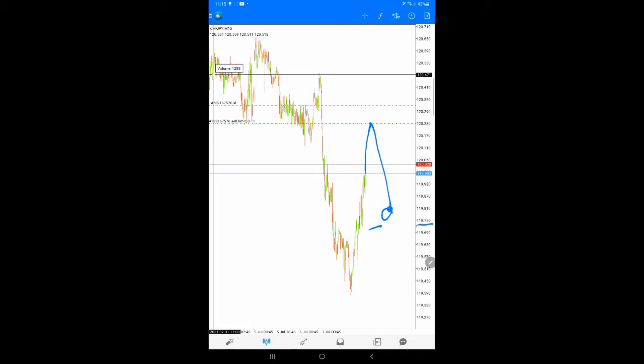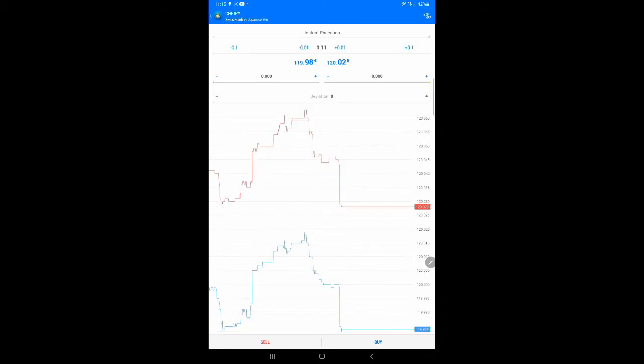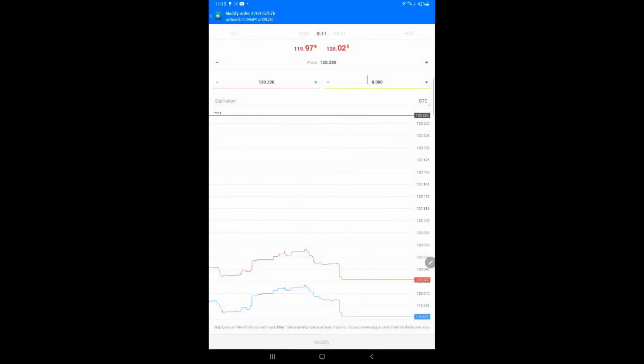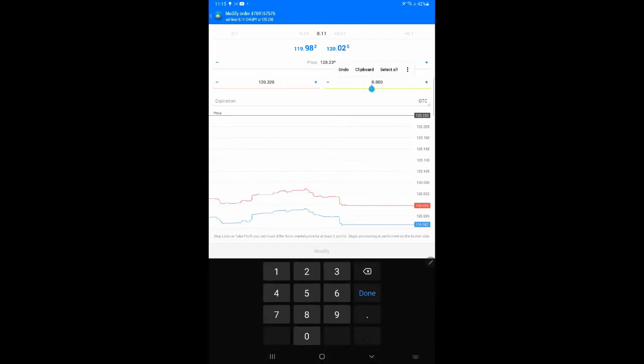So I'll choose this price for take profit, 119.750. Let's go and take that trade. Okay, sorry, it's not a new trade. I have to go and modify. So it's a sell limit. I'll hold it, modify, 119.750, modify.